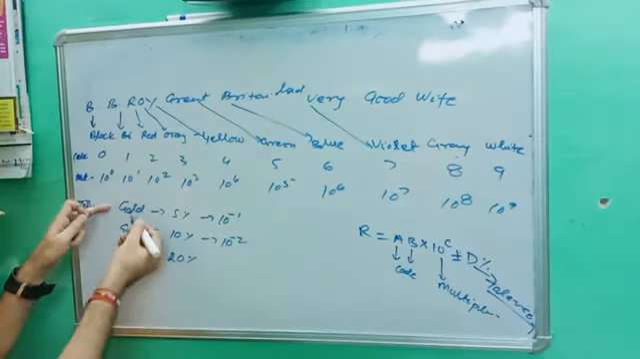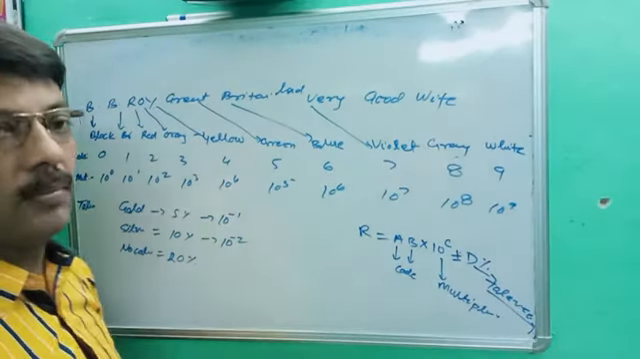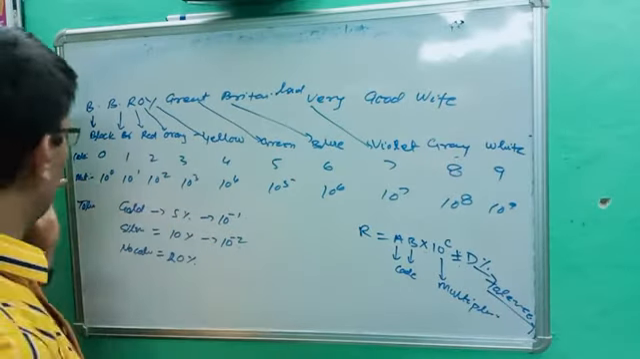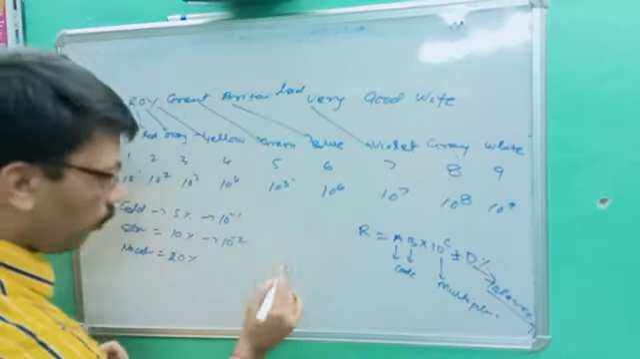There is a multiplier for gold and silver as well, 10 power minus 1 and 10 power minus 2, but tolerance is in percentage. Okay, so this is the arrangement of different color, code, multiplier and tolerance. Let's suppose now one question is given to you.